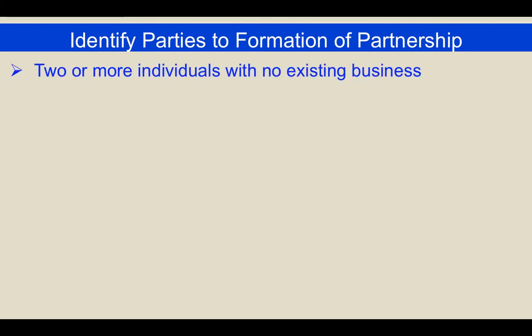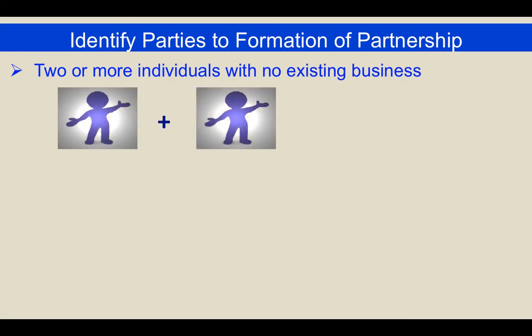Okay? First, we have to identify who are the parties to the formation of partnership. First is two or more individuals with no existing business. Normally, it is a group of friends, and among the friends, there is no one who has an existing business, but they want to pursue a certain business. And if they want to pursue the business, they have to agree that they will form a partnership. So in this case, it will be an individual forming a partnership with another individual.